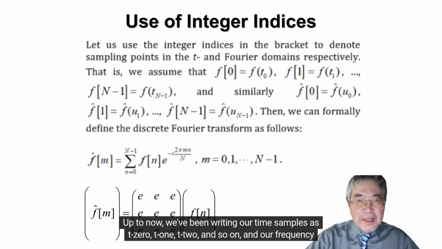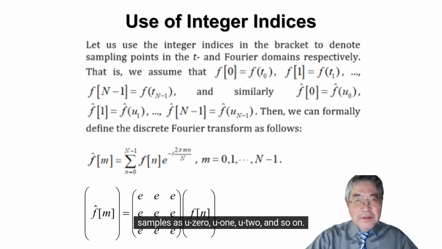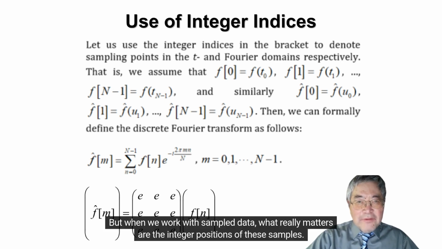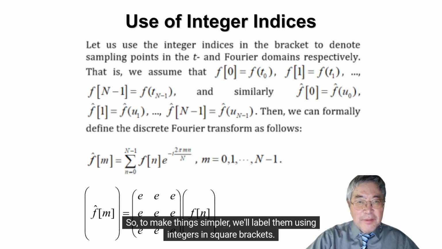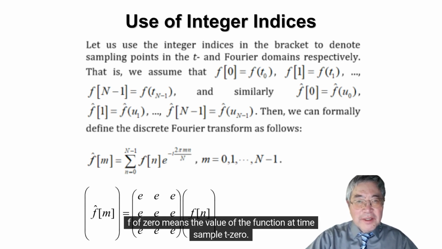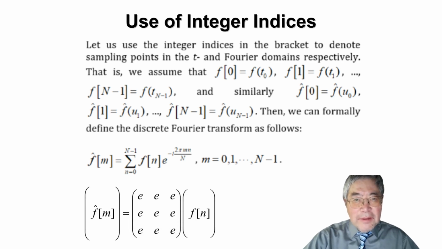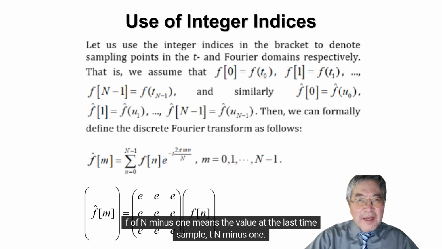Up to now, we've been writing our time samples as T0, T1, T2, and so on, and our frequency samples as U0, U1, U2, and so on. But when we work with sampled data, what really matters are the integer positions of these samples. So, to make things simpler, we'll label them using integers in square brackets. For example, f[0] means the value of the function at time sample t0. f[1] means the value at time sample t1. f[N-1] means the value at the last time sample t_{N-1}.